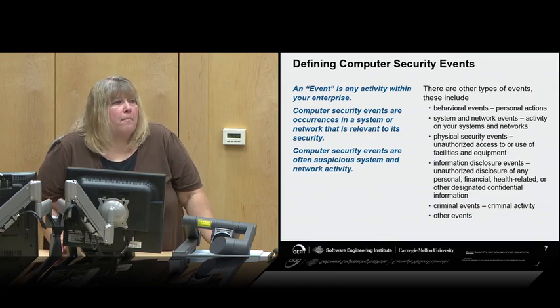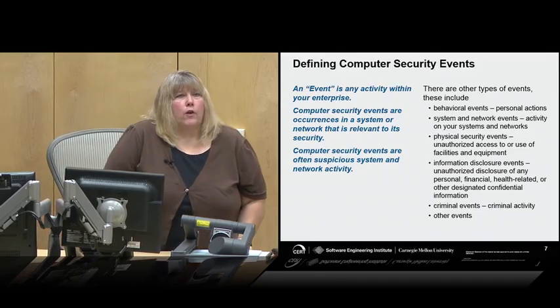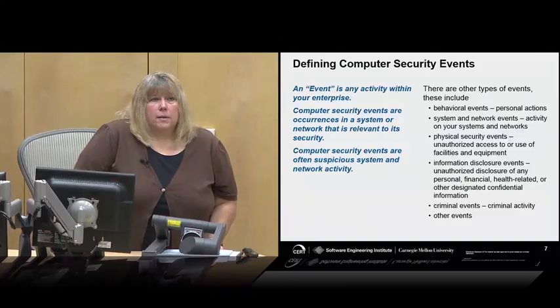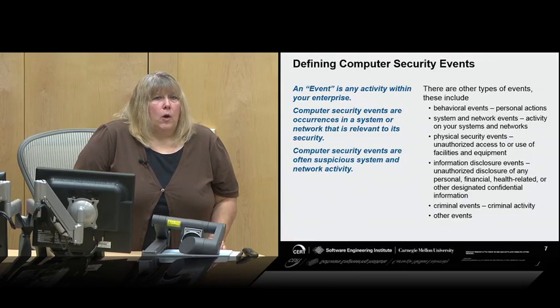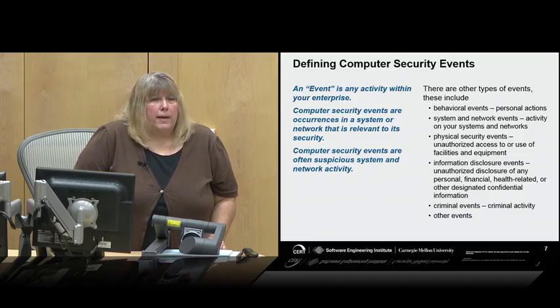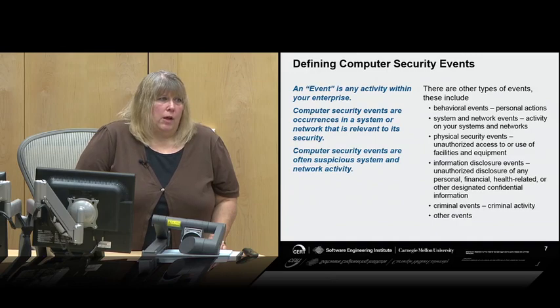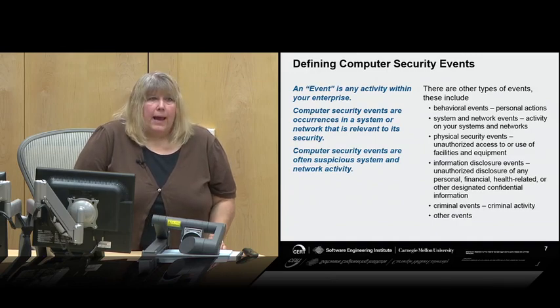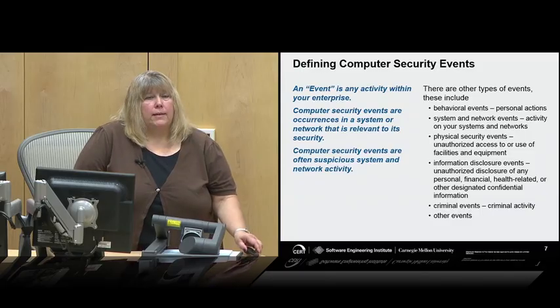And how do they impact your incident management processes too? But we just wanted to point out that there are different types of events. But really, for this course, we're going to focus on events that happen on systems and networks that are, as I said, relevant to its security. So once you take a look at and analyze events, which we'll talk about in more depth, you have to determine if it hits your threshold for becoming an incident, and then what do you need to do to actually handle that incident.